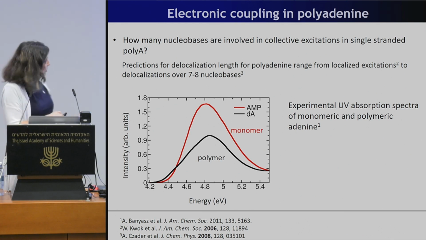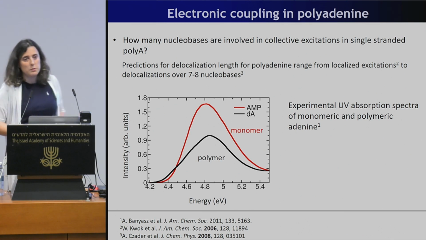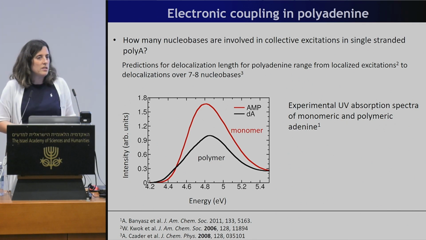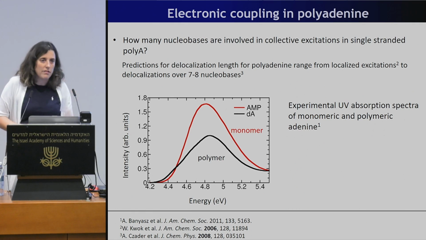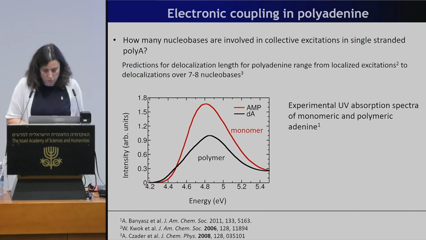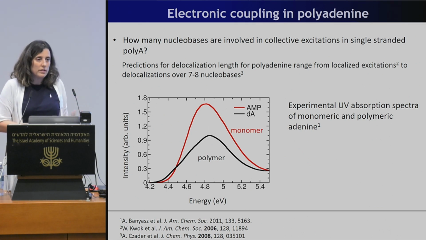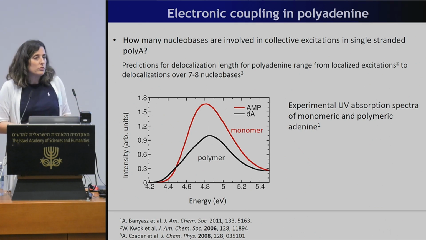Then some people say, yes, but look, these two spectra peak almost in the same place. If the polymer spectrum peaks where the monomer does, this is a clear indication that the excitation is very much localized in one monomer. So there have been studies for all flavors, and we decided to look into this problem with brute force.